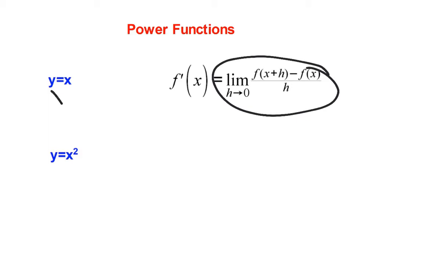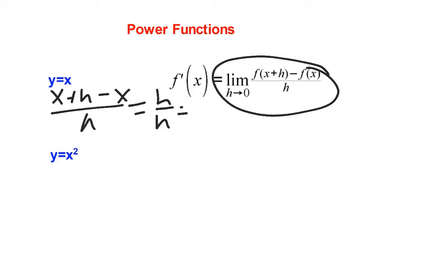So this is going to be x plus h minus x, all over h. And this reduces to h over h, which reduces to 1. So the derivative of y equals x is equal to 1.